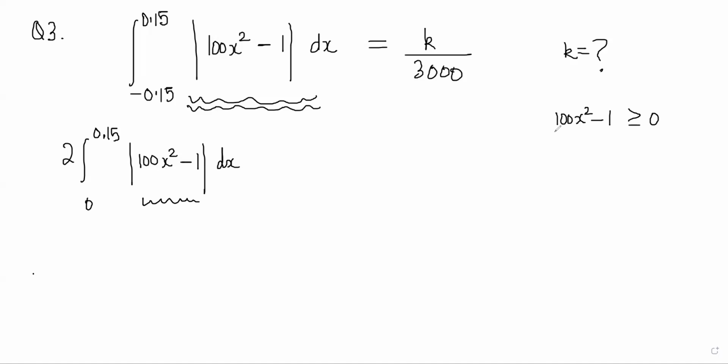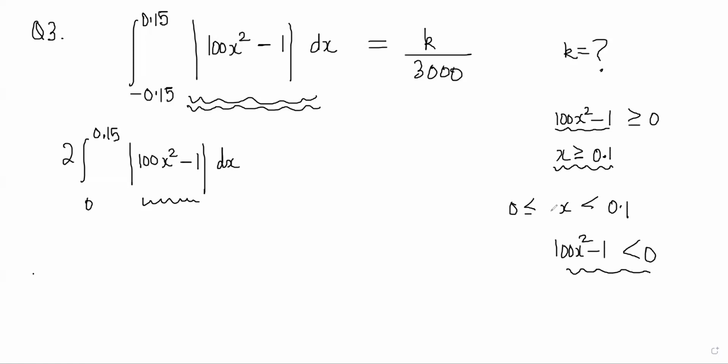Yes, sir. So this is clearly when x is greater than or equal to 0.1, because x square should be 1 by 100. So x should be greater than this. Then the inside part is positive, and when x is from 0 to 0.1, then the inside part, which is 100x square minus 1, is negative, right? Correct?